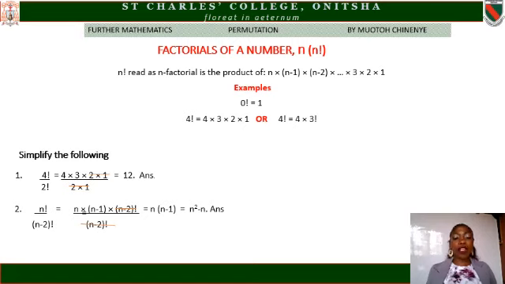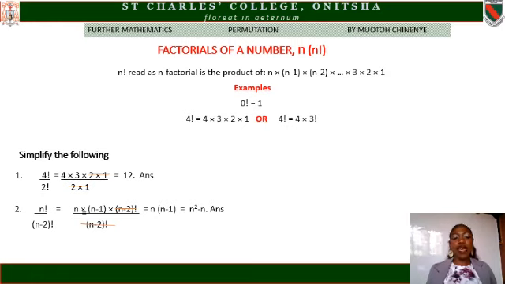Then let's look at more examples. Simplify 4 factorial over 2 factorial. Remember, 4 factorial has been expressed as 4 times 3 times 2 times 1. And 2 factorial is 2 times 1. Then when you simplify, you are going to have 12 as an answer.